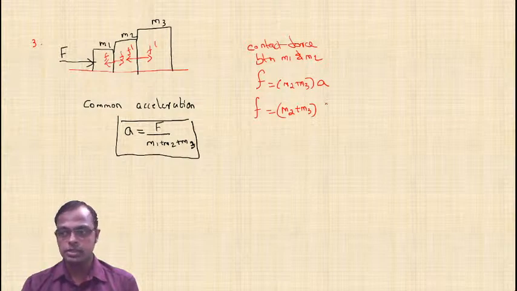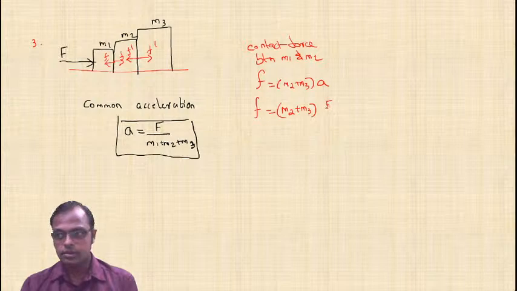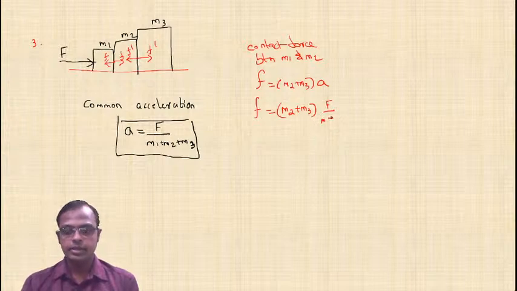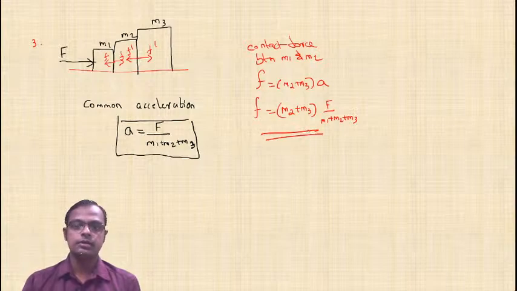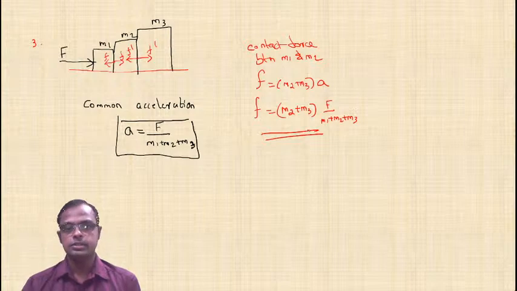What is the common acceleration here? So the common acceleration is F divided by M1 plus M2 plus M3. So the question is asking what the contact force between M1 and M2 is. This is the formula.